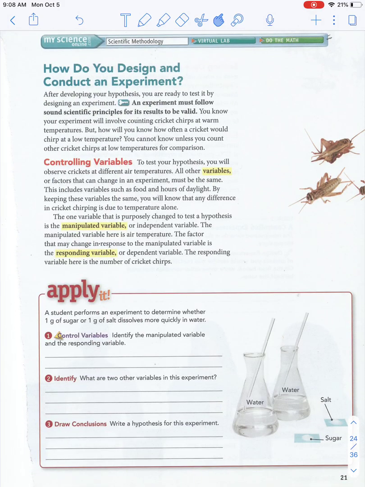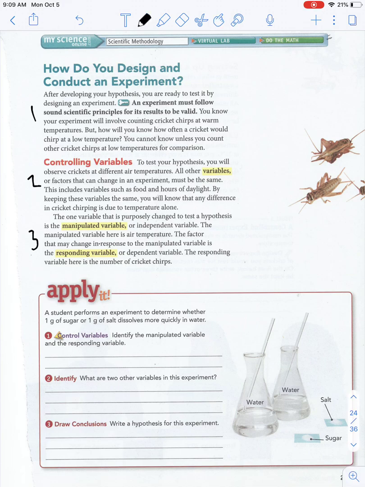All right, starting on page 21, let's go through and number our paragraphs. How do you design and conduct an experiment? After developing your hypothesis, you are ready to test it by designing an experiment. An experiment must follow sound scientific principles for its results to be valid. You know your experiment will involve counting cricket chirps at warm temperatures, but how will you know how often a cricket would chirp at a low temperature? You cannot know unless you count other cricket chirps at low temperatures for comparison.